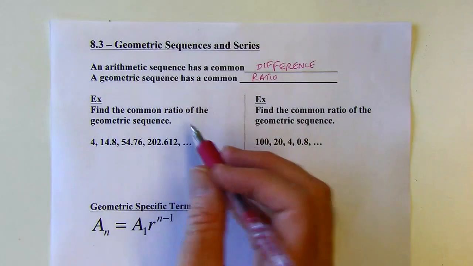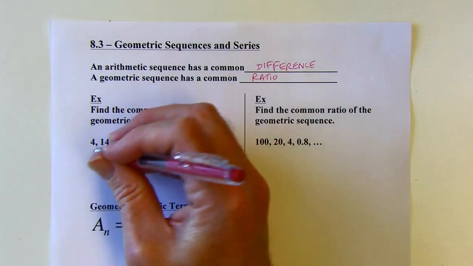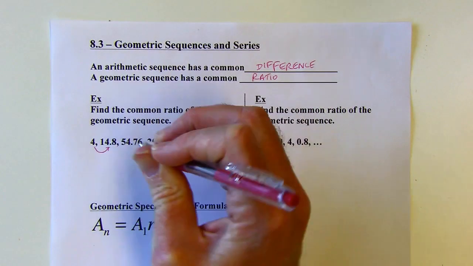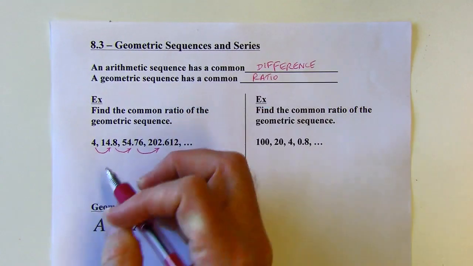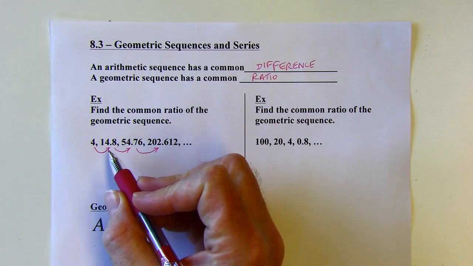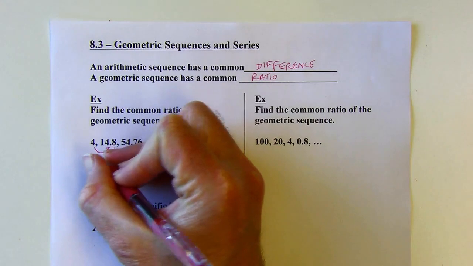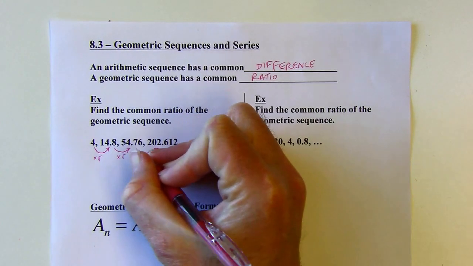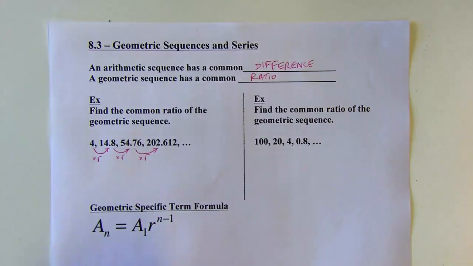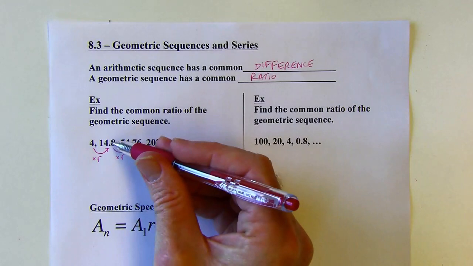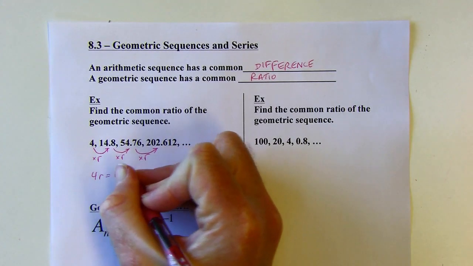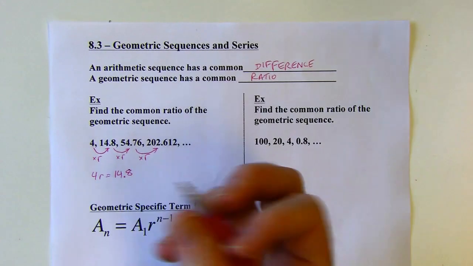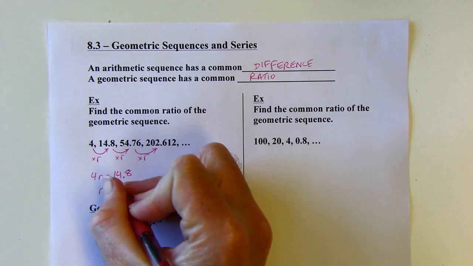So let's find the common ratio. It tells me that this is a geometric sequence, so I should be able to multiply by the same thing to get from term to term. Okay, so 4 times something equals 14.8. Well, I don't know what that is off the top of my head, but I should get the same ratio out every time. So I can write a little equation here: 4 times r is going to equal 14.8. Okay, and then I would divide both sides by 4.